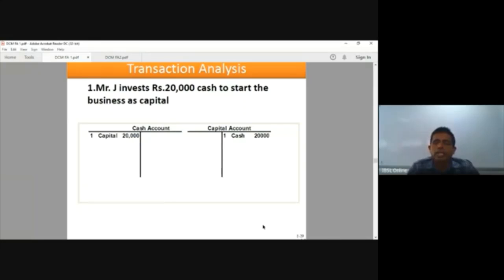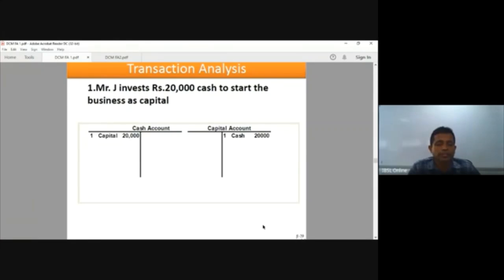That particular asset should get debited. That particular asset is called cash. We have opened a cash account and we have debited that account 20,000. In the cash account, we write the capital account, that is the account that we are going to credit, right?